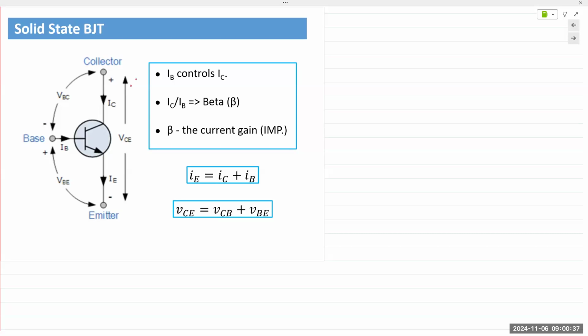Okay, so current flows between the two terminals, collector and the emitter, and then the base current IB controls the flow of current. Hence, IB controls IC. The relationship of IC and IB, the collector and the base current relationship, is the most important parameter for a BJT. And that is known as beta. It's defined as the current gain.